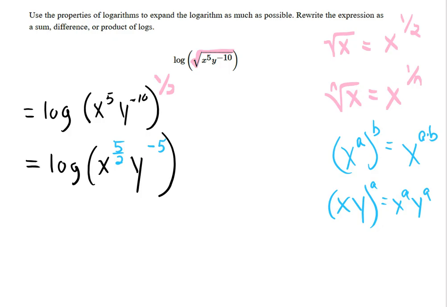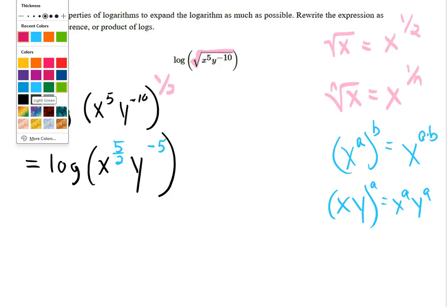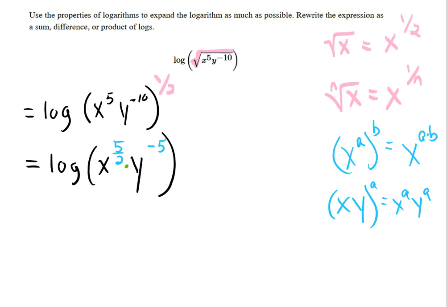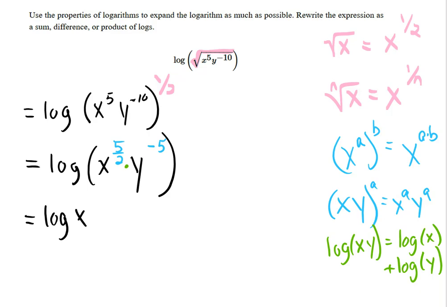All right. Now, these two things right here are being multiplied together. So now I'm going to use that log rule that says if you have the log of an x times y, that will equal the log of the x plus the log of the y. So this is going to equal the log of the x to the 5/2 plus the log of the y to the -5.